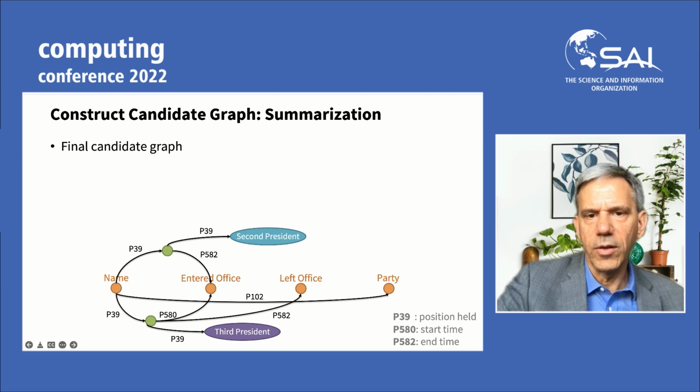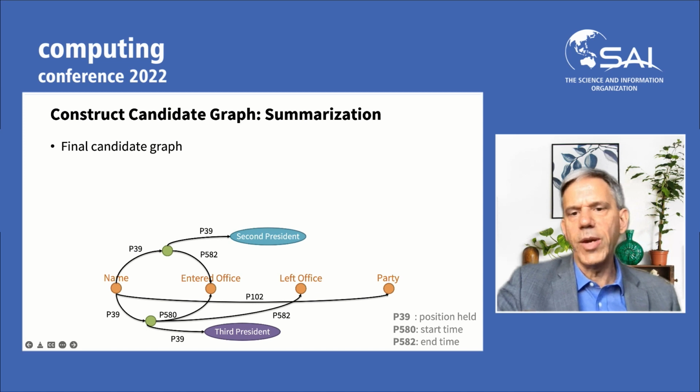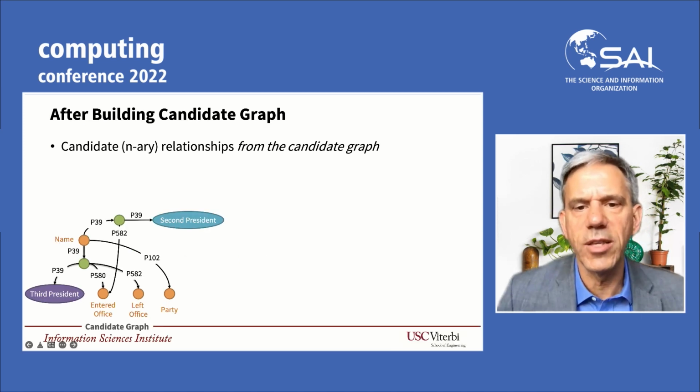We get the final candidate graph here, which shows that these people may be either second presidents or third presidents. Some of them cover entered office, some of them cover entered and left office. They all cover this party. And so we can use this to create this final candidate graph, a graph that has all the possible relationships in it.